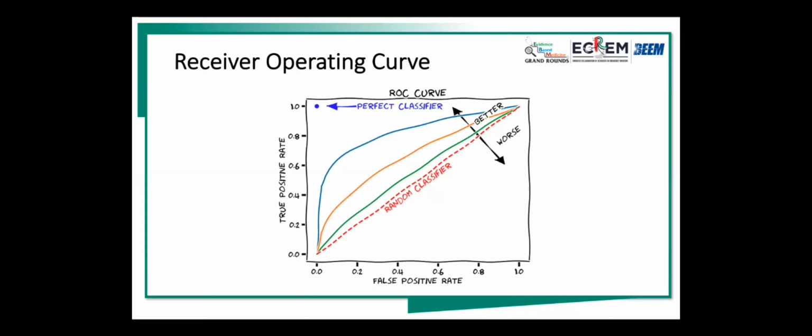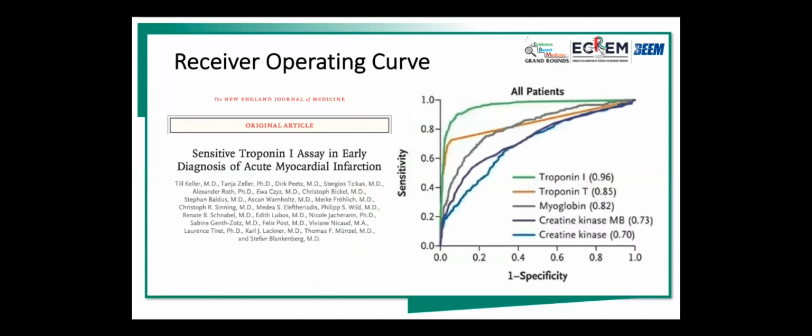So I'm going to give you an example, so hopefully you guys can remember this. There was a study published in the New England Journal of Medicine looking at sensitive troponin I assay testing in the early diagnosis of myocardial infarction. Most of us are using high sensitivity troponins these days. I suspect you are too.